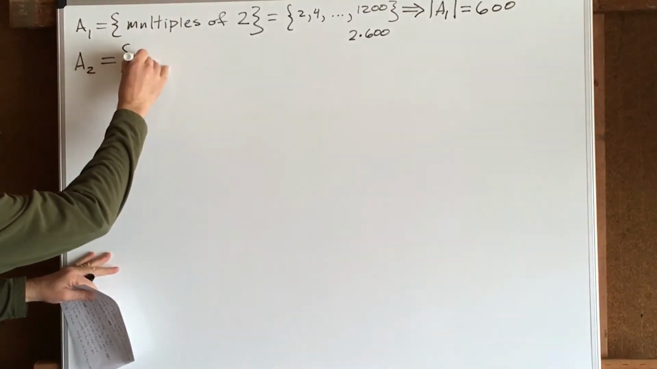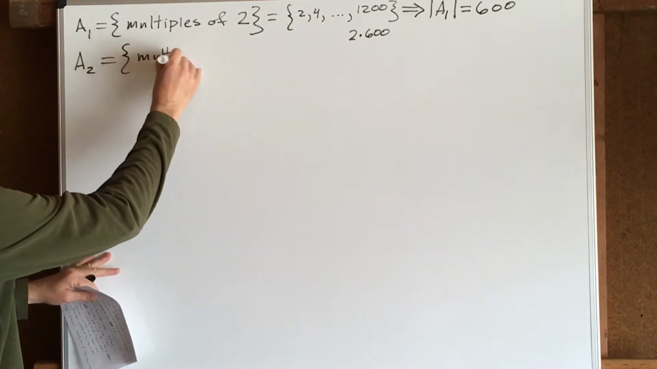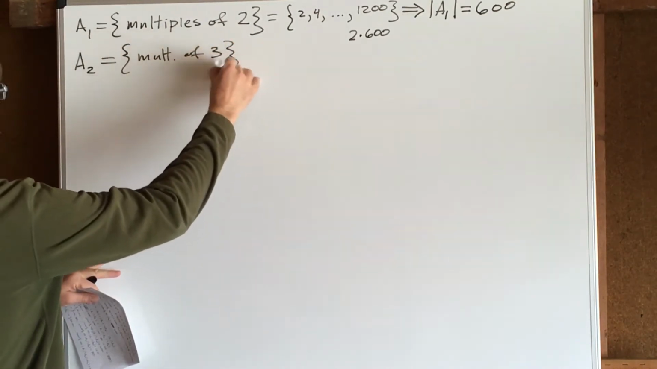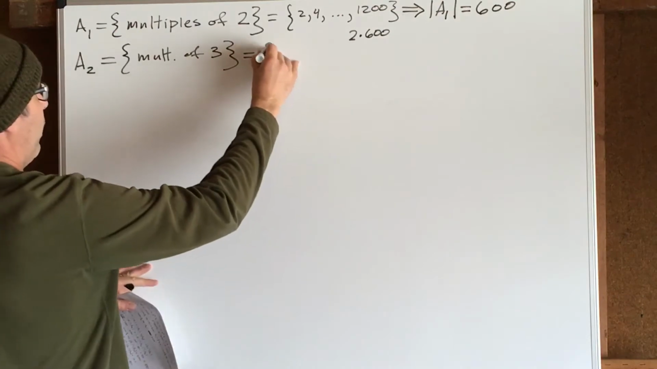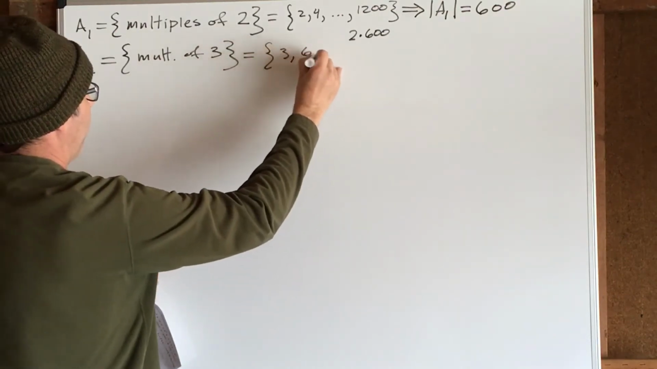A2, we're going to have multiples of 3. So that's 3, 6, 9.